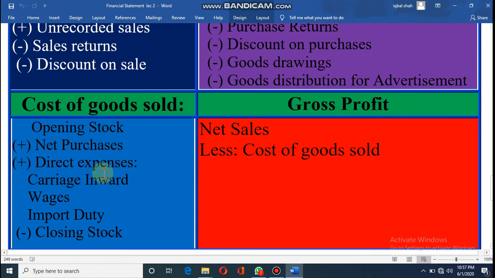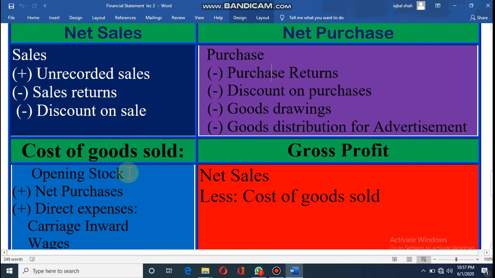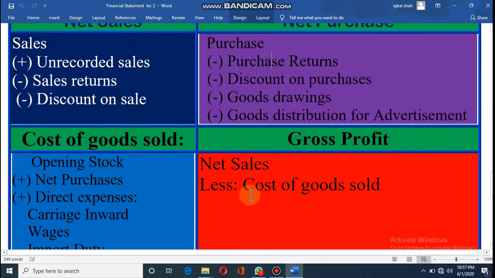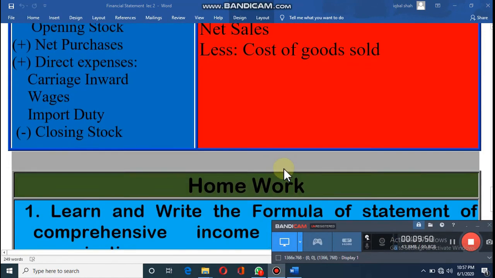And lastly, gross profit. Net sales we will find out from here, and cost of goods sold we will find out from here. So net sales minus cost of goods sold equals gross profit.